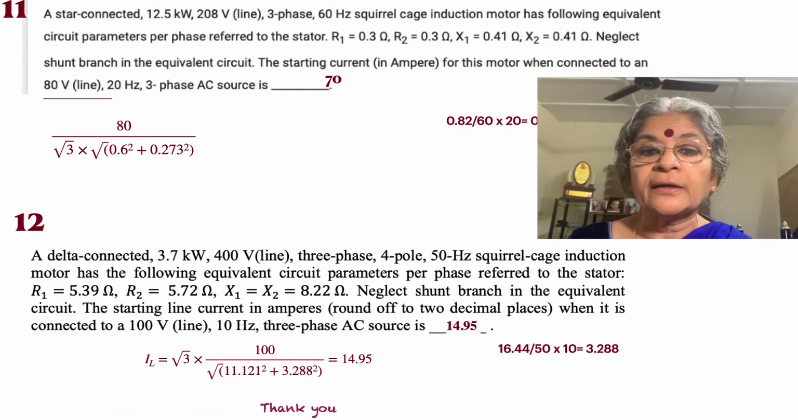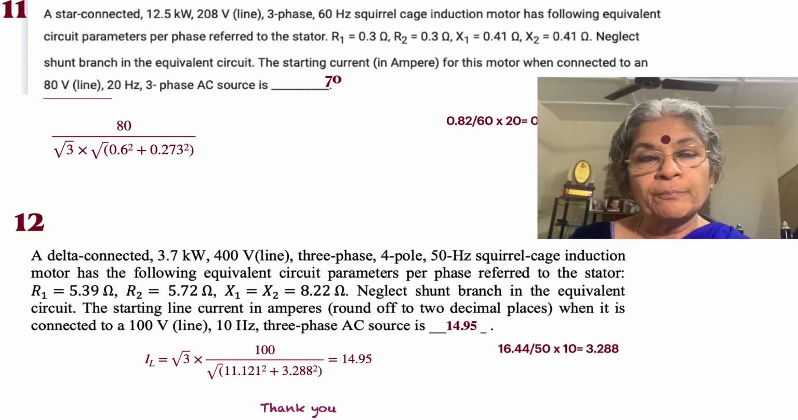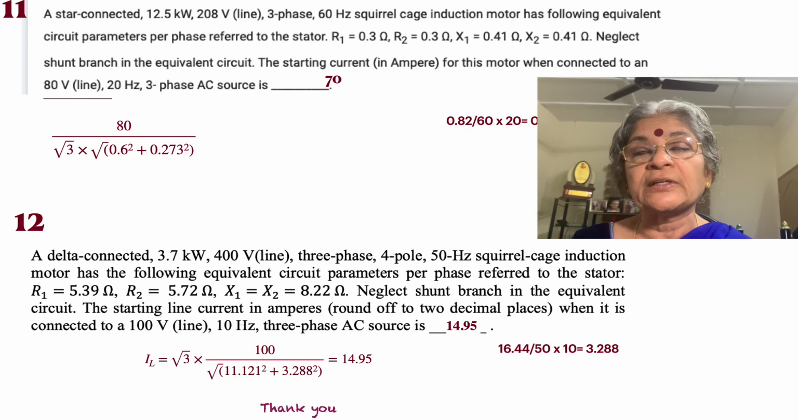Okay, last problem, the last question in this session. Here we are having a delta connected motor. Earlier it was star connected, now delta connected, so phase values are applicable. 3.7 kilowatt, 400 volt line. So 400 volt line voltage is the same as the phase voltage for the delta connected motor. The 4-pole 50 hertz squirrel cage induction motor has the following equivalent circuit parameters per phase. Normally they'll be giving only per phase. Okay, refer to the stator.